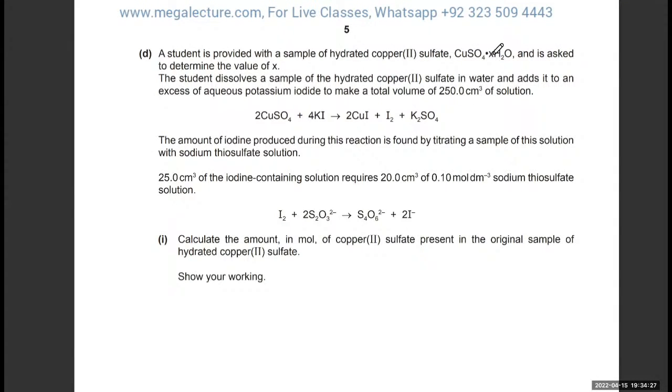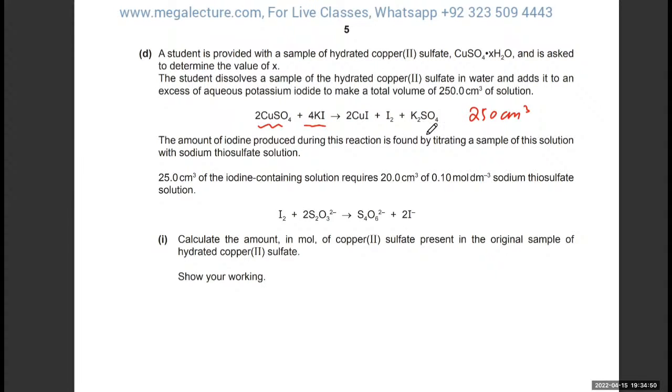So you have to find the value of X. A student dissolves a sample of copper sulfate in water and adds it to an excess of potassium iodide to make a total volume of 250 cm³ of solution. So I think this entire solution is 250 cm³, right? So he mixes it with potassium iodide.